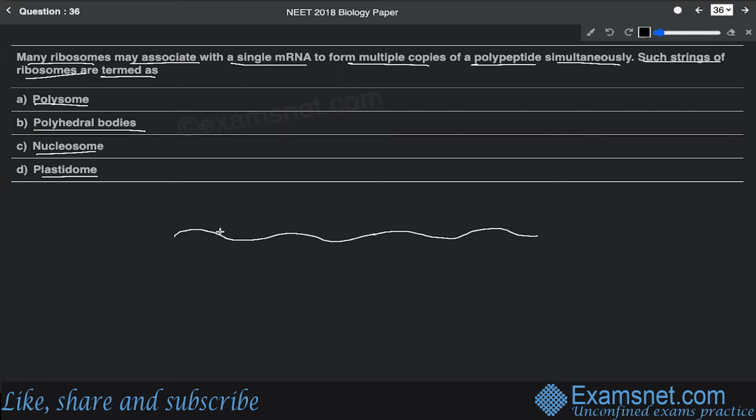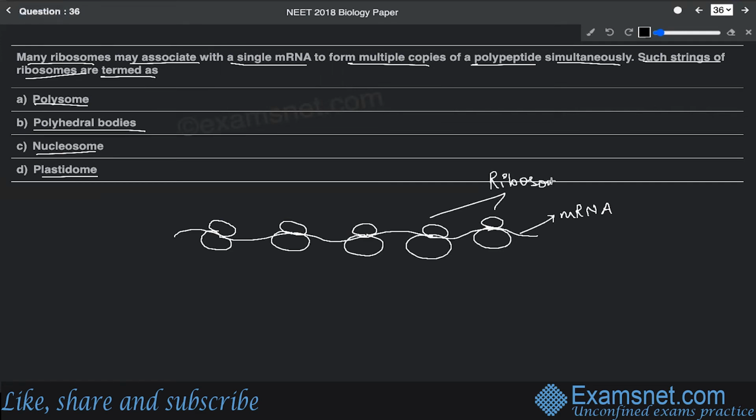This is an mRNA and the ribosomes are held together like this. Multiple ribosomal units are present like this. So this is a single mRNA, and here you can see the presence of ribosomes. Multiple ribosomes are attached to a single mRNA. So this phenomenon is considered to be polyribosome, also known as polysome.